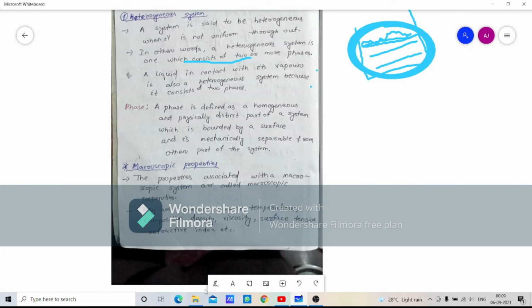Then after that, macroscopic properties. The properties associated with a macroscopic system are called macroscopic properties. They are pressure, volume, temperature, composition, density, viscosity, surface tension, and refractive index. These are the macroscopic properties which are associated with the macroscopic system.